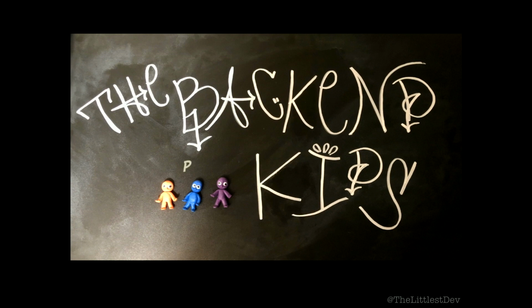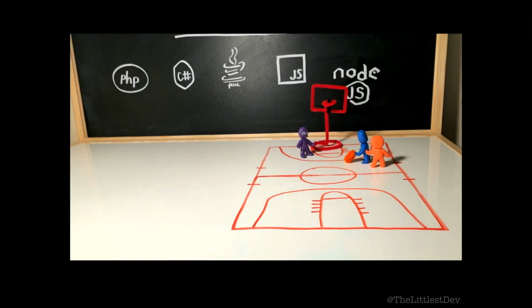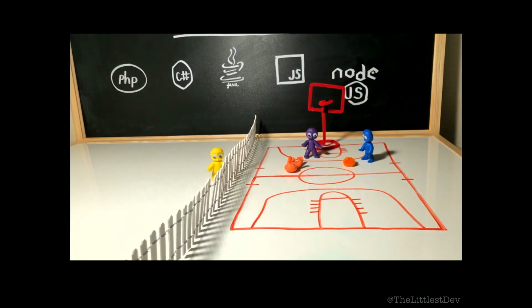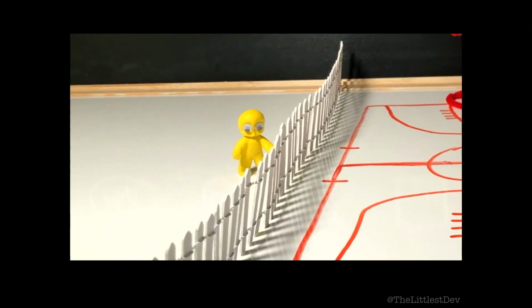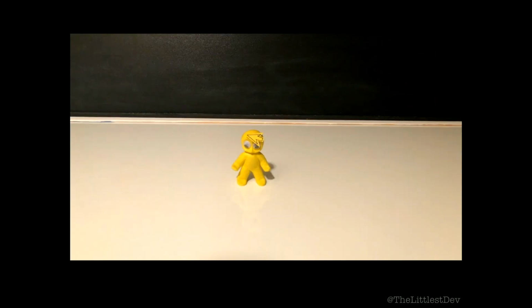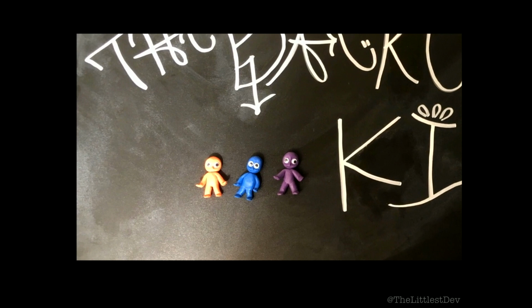Here are the backend kids, PHP, C#, and Java. They're an elite basketball team that can handle pretty much anything you throw at them. JavaScript watched them for a long time, but JavaScript wasn't powerful enough to be on their team. JavaScript could handle things like mouse overs, button events, or drop-down menus, but the backend kids could do way more.